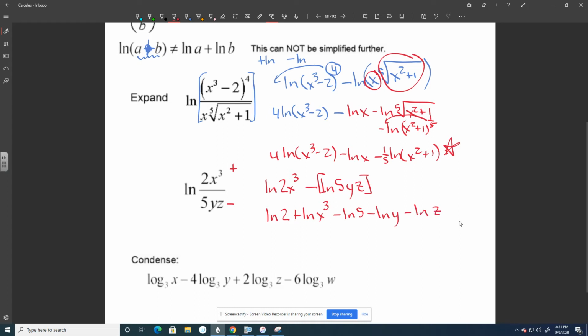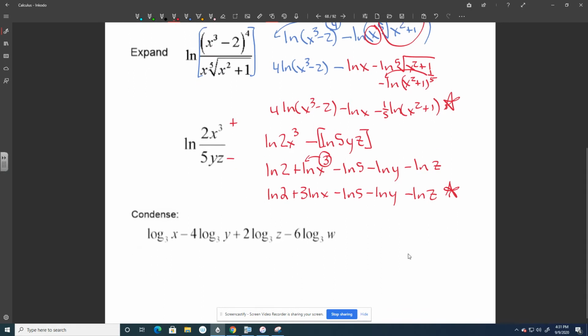Okay, and there's one more place we can simplify, and that's this 3 right here. All right, so if I simplify that one, I end up with natural log of 2 plus 3 natural log x minus natural log 5 minus natural log y minus natural log z. And that right there is going to be so easy to differentiate here in a minute when we're ready to do that. This last one, we're going backwards.